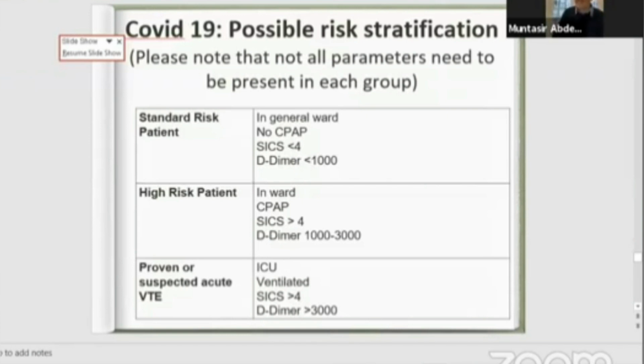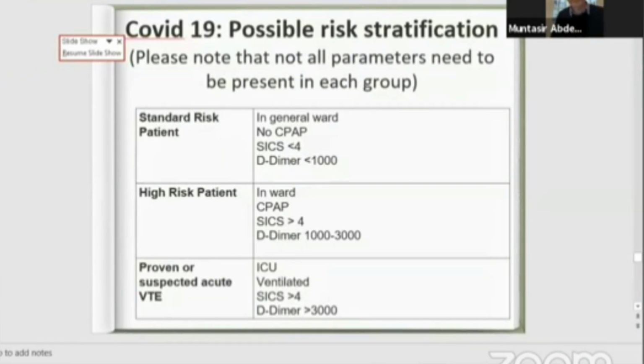Therefore, these are the BTS guidelines. Actually, it is a possible approach. It's still unproven, but it is a plausible approach suggested by the British Thoracic Society. So the standard risk patient, whom we usually find in the ward.